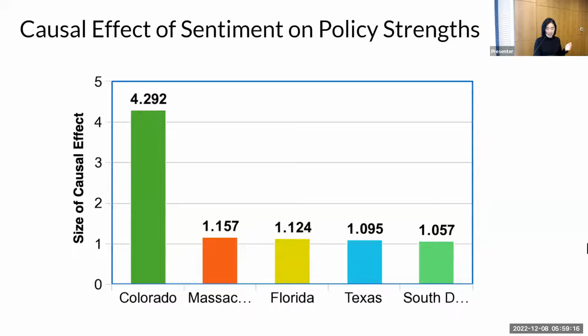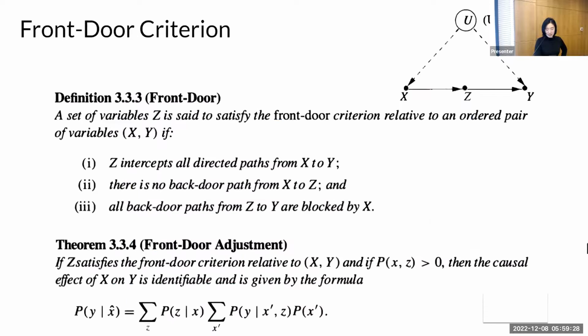And then given all these estimates, we are able to get the direct effect over all different states. The top ones are Colorado, Massachusetts, Florida, Texas, and South Dakota. Great. And in the remaining part, we will speed up a little bit so that we can cover both causal effect estimation and discovery.